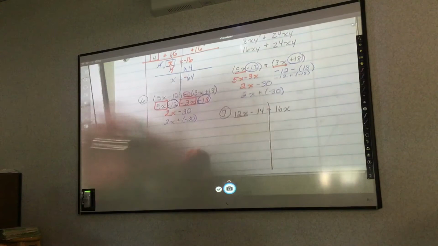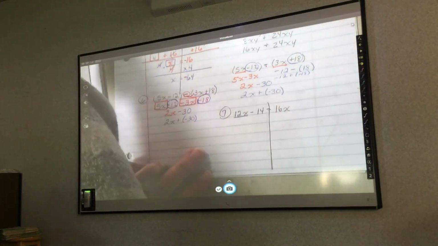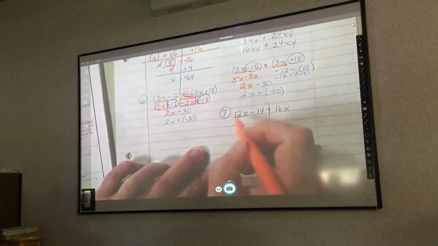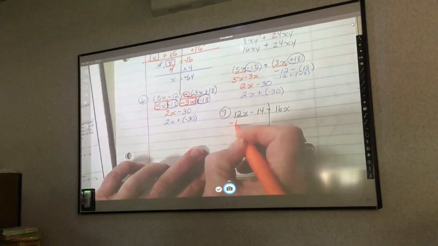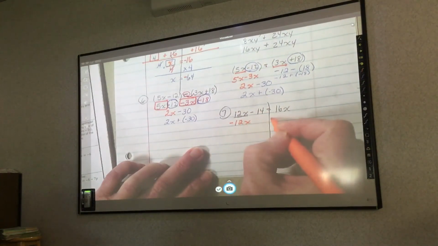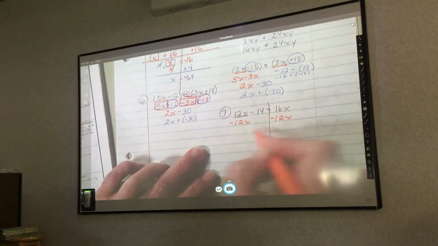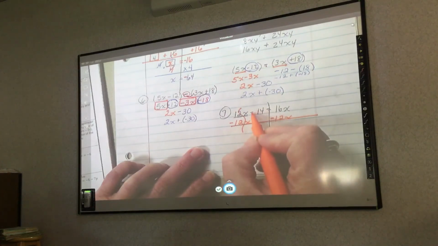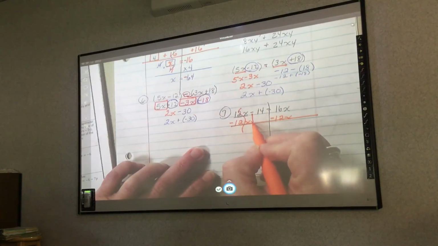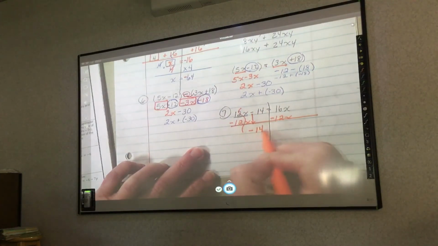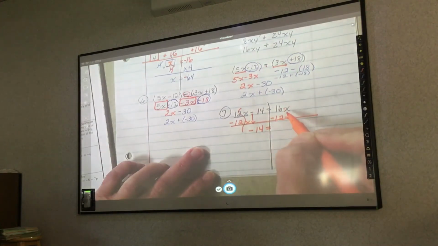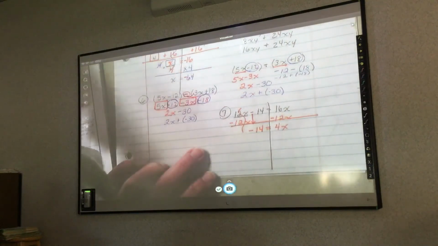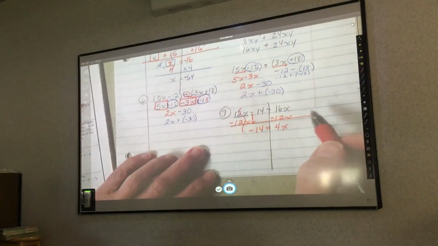Change it. Subtract. Change it to negative. Same thing. Subtract 12x. They cancel each other out, so I'm left with, now don't forget, bring down that negative 14. Equals, what's 16 minus 12? 4x. Now we're back to knowing how we can start this.